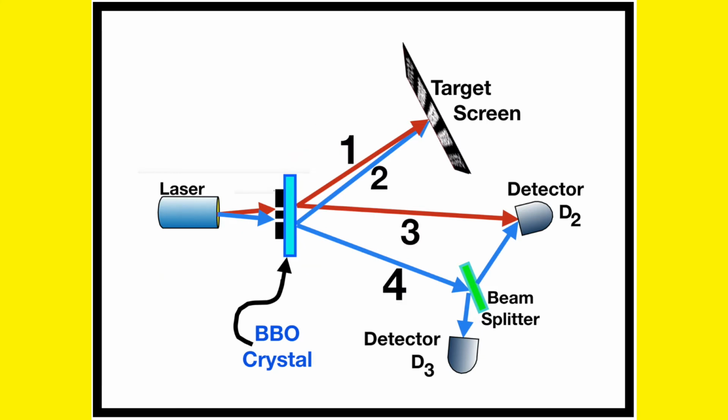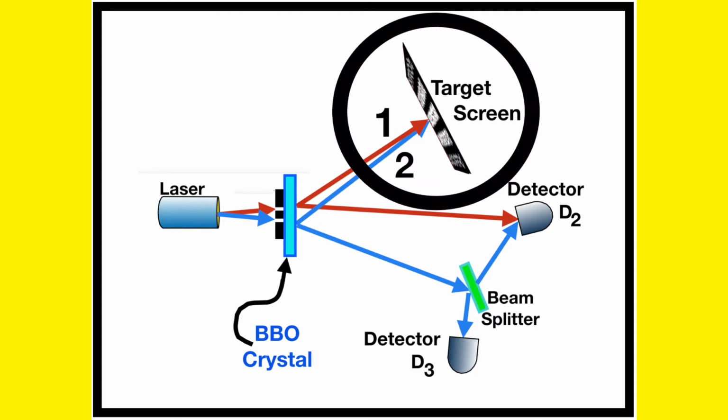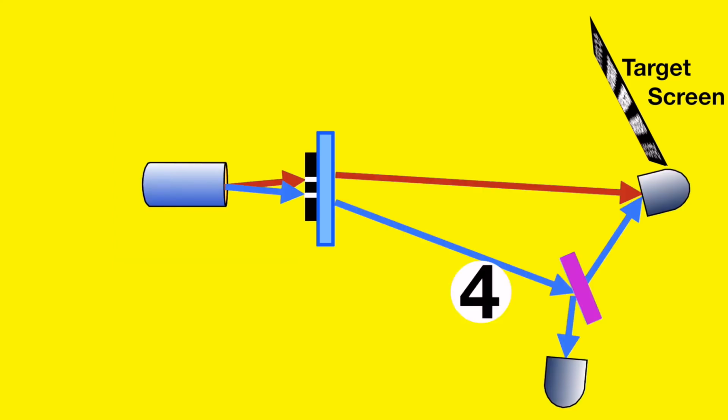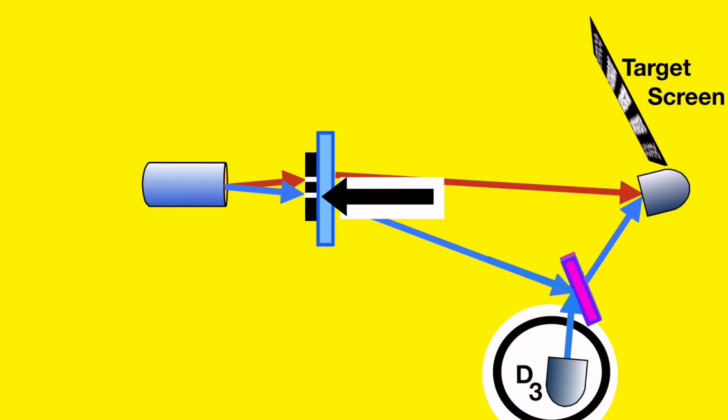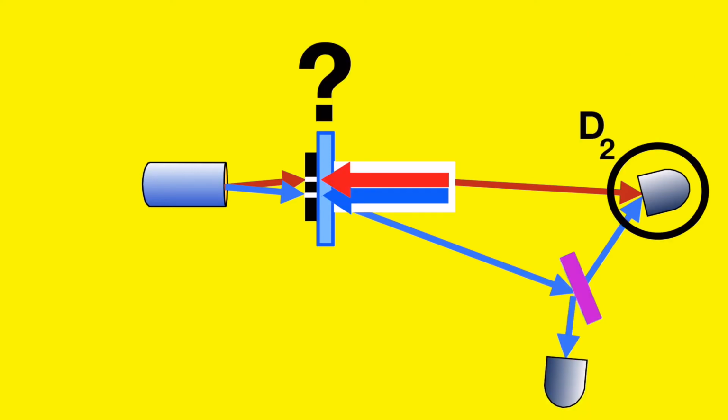So you end up with 4 photons, 2 of which represent going through the upper slit and 2 of which through the lower slit. Photons 1 and 2 go up to the target screen where they inscribe an interference fringe pattern, a wave pattern. Photon 4 goes down to a beam splitter, which randomly assigns it either to detector D3, which does know, or to detector D2, which does not know which slit was used.